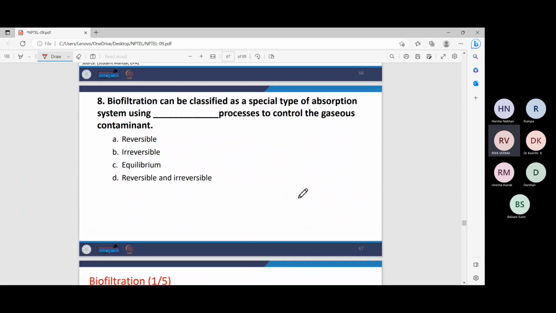Now the next question. Biofiltration. Basically, it is a special type of absorption system which uses dash processes to control the gaseous contaminants. Like, what kind of process is being used in biofiltration? Are these reversible, or irreversible, or equilibrium, or both reversible and irreversible?